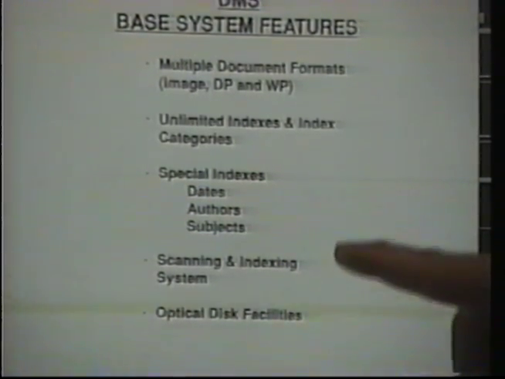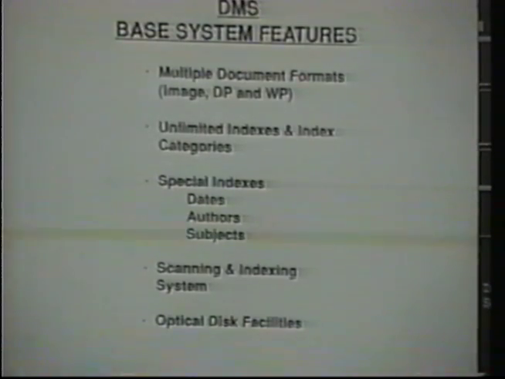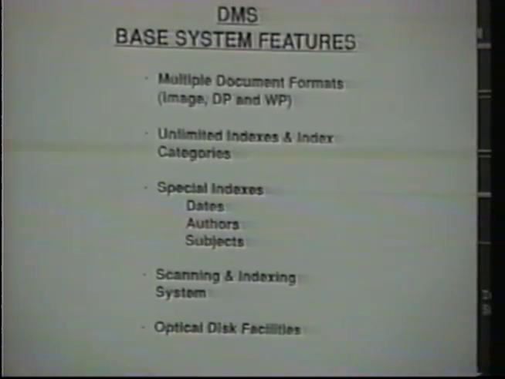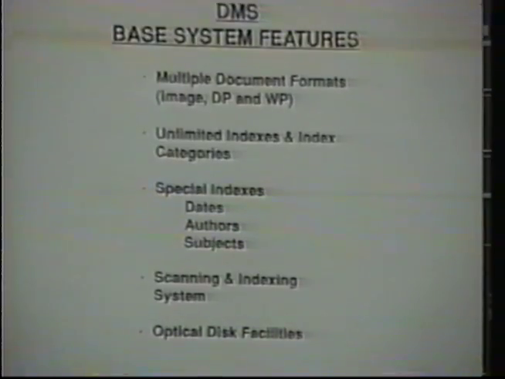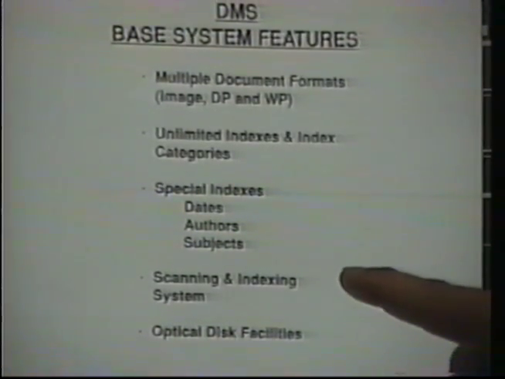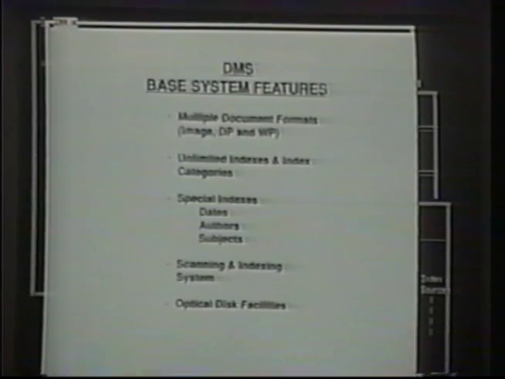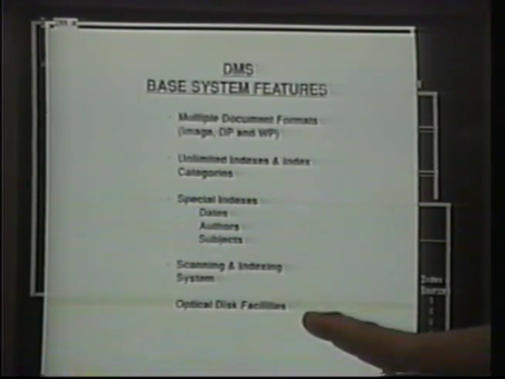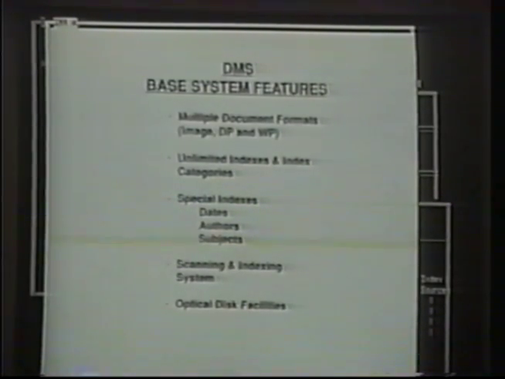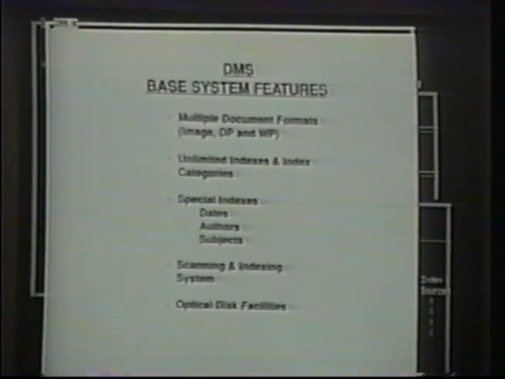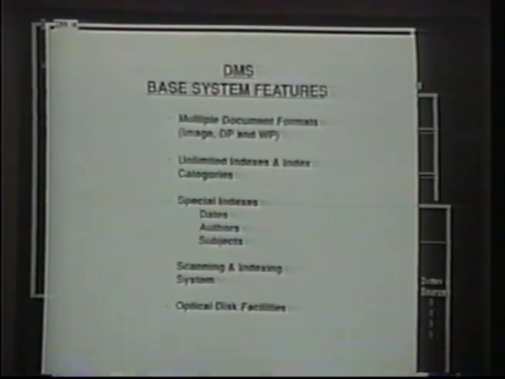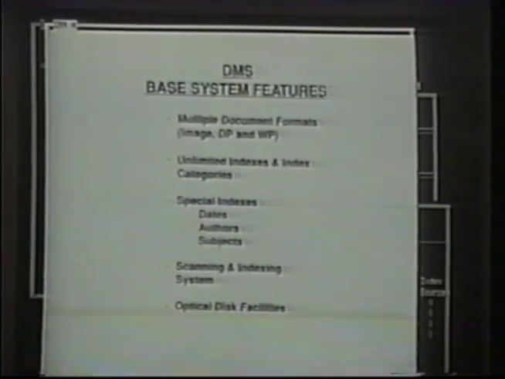There is a scanning and indexing part of the system, a complete batching component for streamlining the scanning and indexing process, and some special features in the indexing process for prompting operators for indexes based on document types. And finally there's a component called optical disk facilities that copies images from magnetic to optical, and also deals with DP and WP documents as well. So let's get into the system itself.